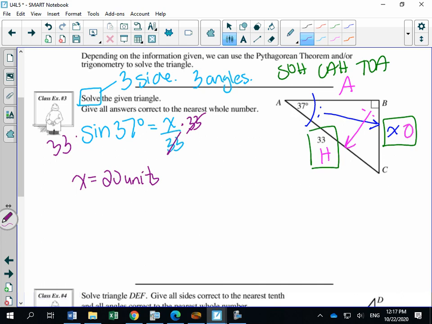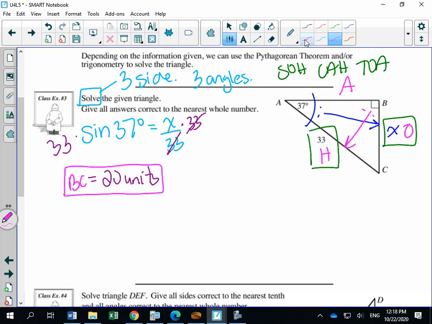Now, on a test, I'm not going to write X is equal to 20 units. What is this side called? This is BC. Yes. And you'll recognize the question as soon as you see it. Okay. So now I've got 2 out of the 3 sides solved, right? This is 33. This is 20. Now we've got to solve this guy.